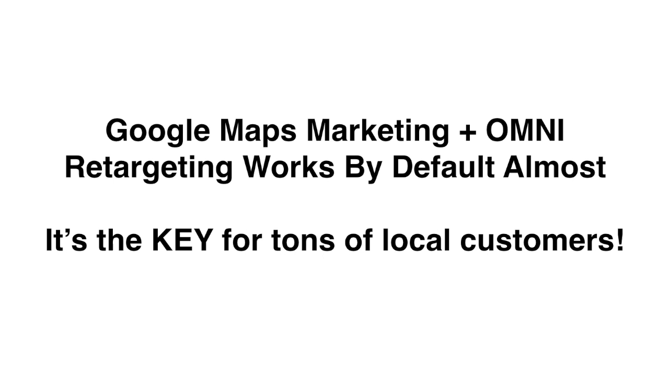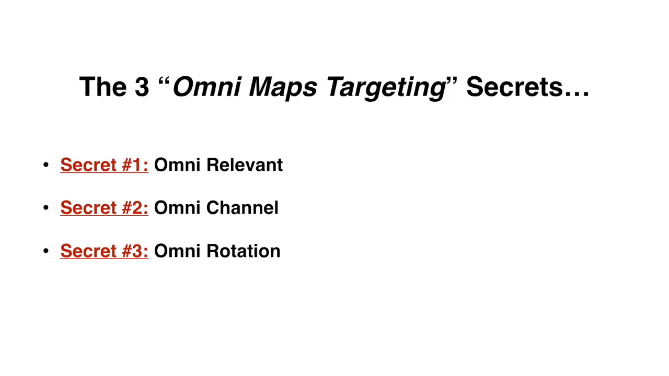Absolute key. So what I want to do with you now is show you the three OmniMaps targeting secrets. This is why it works so well, from all of the money that we've spent on doing it and what we've narrowed it down to. These are the three secrets, especially if you're a DIY person, your brain's gonna explode and you're gonna love this, all right? So secret number one, okay? You need to be omni-relevant, right? Secret number two is you need to have omni-channel, and number three is about omni-rotation, all right?